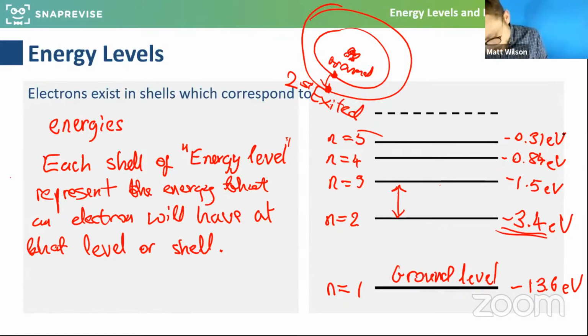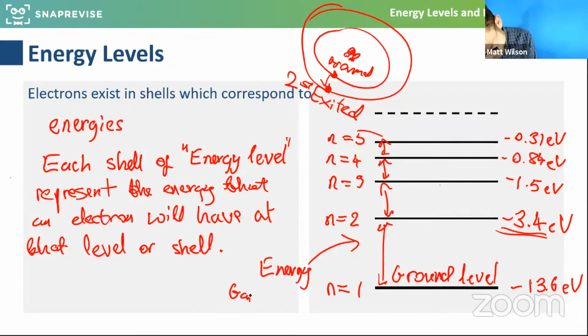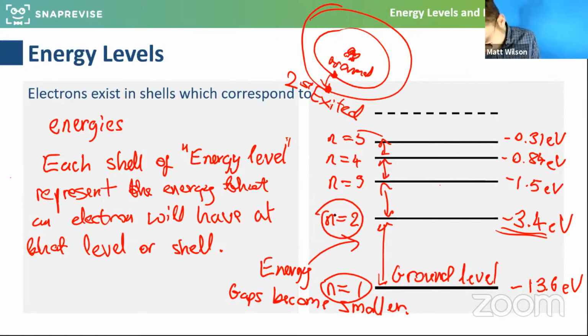Now, the key thing to notice about these energy levels is that something happens as you move further away. As you go further up the shells, the energy gaps become smaller. The gaps between the energy levels become smaller. So for example, the gap between n equals 1 and n equals 2 is 10.2 electron volts here. Whereas the next one looks like it's about 1.9. So the gaps get smaller and smaller.